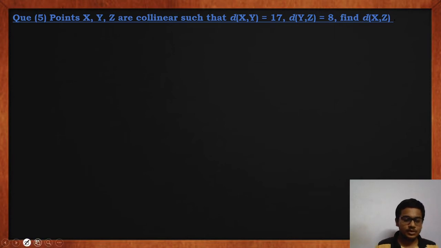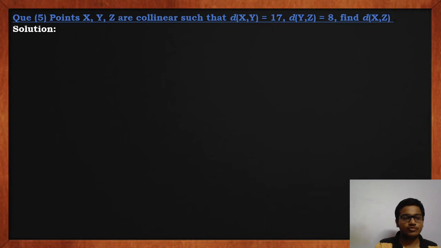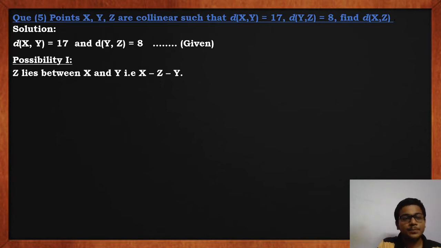Okay. So we'll move further. Solution. Again, we'll write both the distances that are given to us and we'll mark it as given. Now possibility 1. What is the first possibility? That point z lies between x and y, such that x dash z dash y.